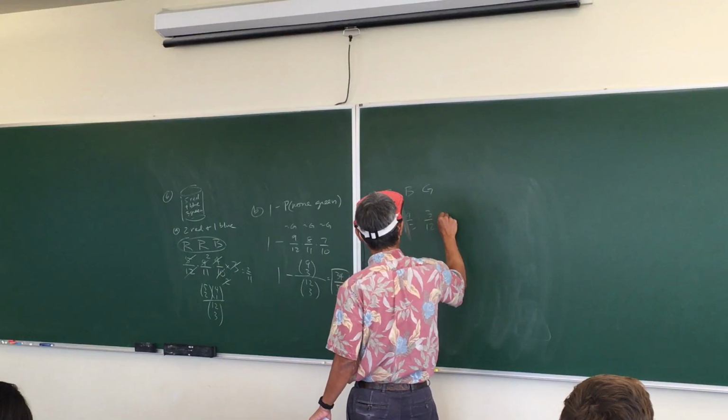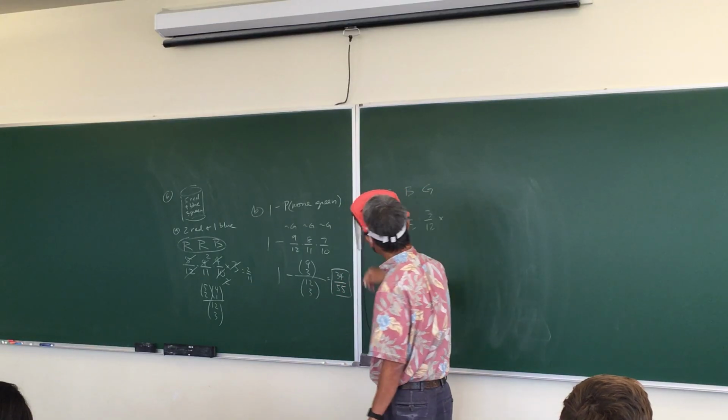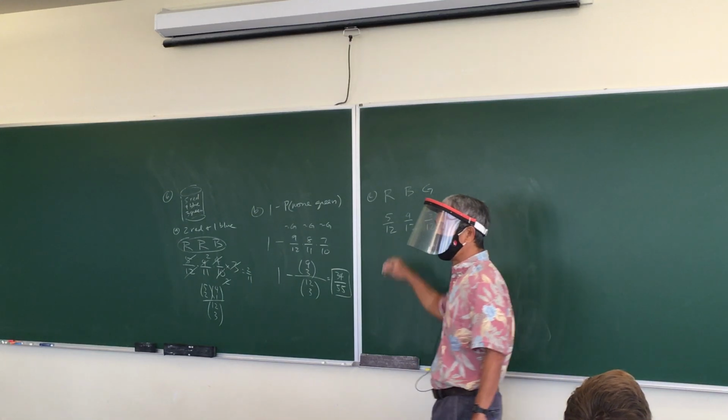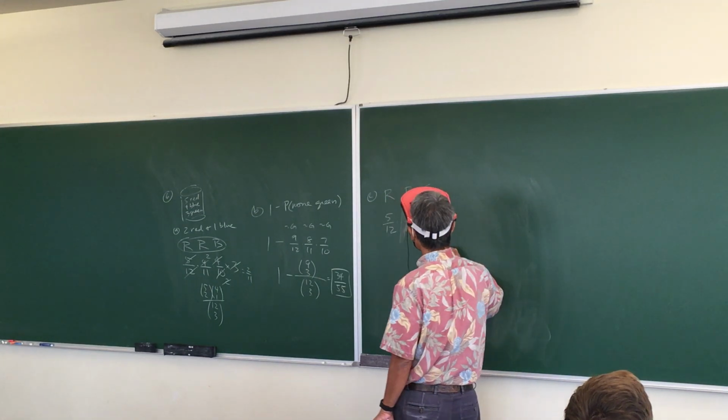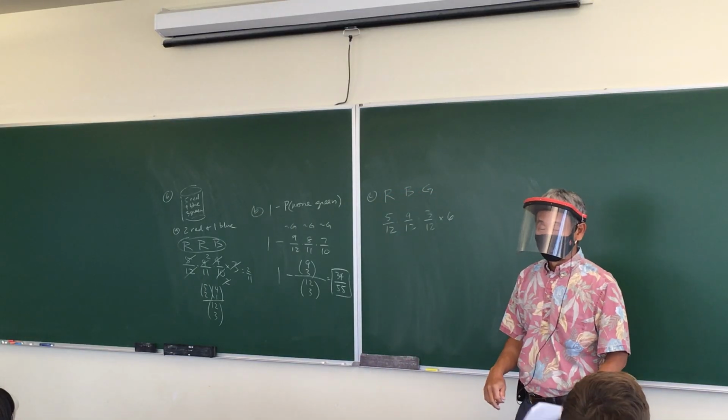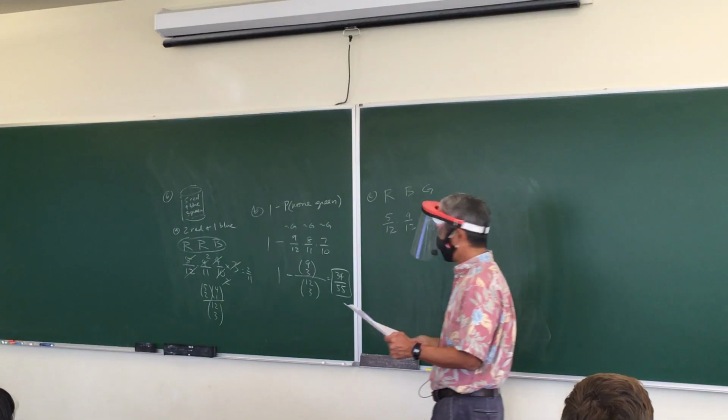3 out of 12, but is that the only order you can get one of each color? No. How many 3-letter words can you make? 3 factorial or 6. That's your formula. And then of course, you gotta subtract.